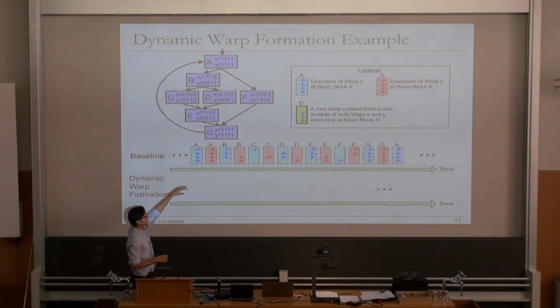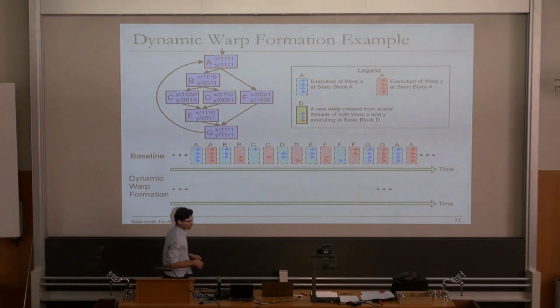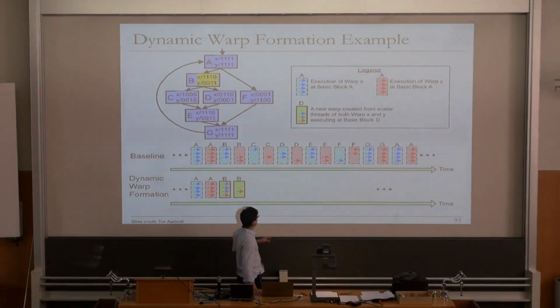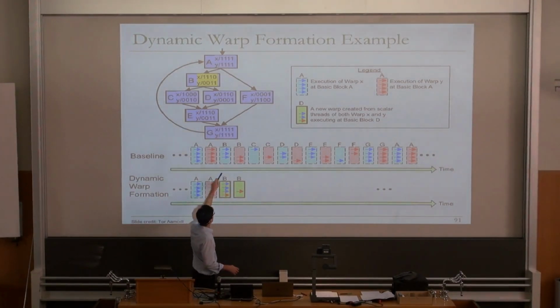Observe that there are many empty slots because the mask is 0 for those cases. By using dynamic warp formation, we will have dynamically formed warps here, because there is an empty slot here. We can move this thread from here to here.